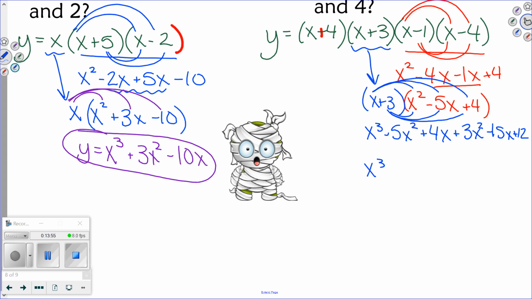So we have x cubed, negative 5x squared plus 3x squared, negative 2x squared, 4x plus 5x, 9x. Oh, wait, is that a 15? Ooh, my own handwriting got me. I know how some of you guys feel. That's 4x minus 15x, wasn't it? Sorry. So that's negative 11x. And then plus 12. And we still have one left.